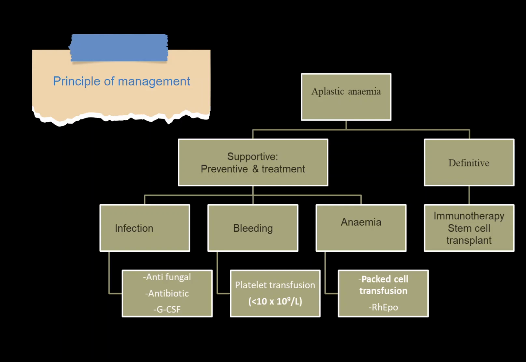So most of the time we need transfusion, so we need to give them packed red blood cells and probably erythropoietin to control the anemia. And we need to give them platelet transfusion because they have very low platelets, especially when their platelet count is less than 10. So we need to give them platelets to prevent the bleeding.